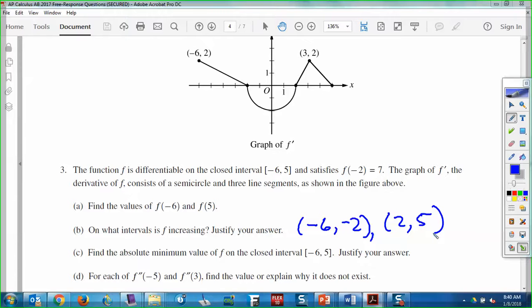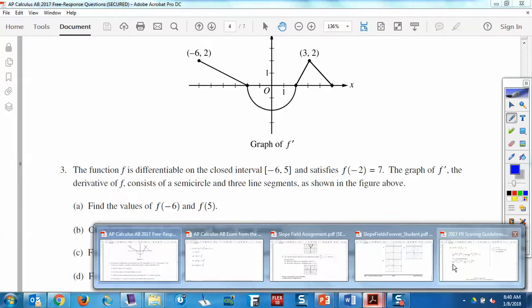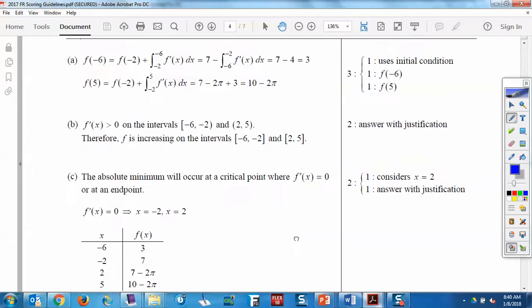So simple as it gets, chart kind of question. There's f prime. Wherever it's positive, above the x-axis, just say f prime is positive on that interval, and that's it. Okay, probably a couple of points. Let's see what it said here. 2 points, yeah, your answer and then justification.